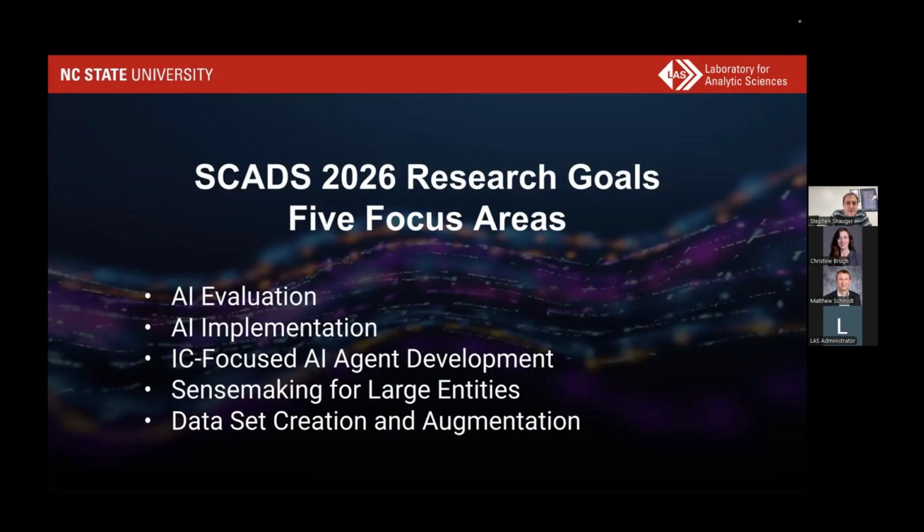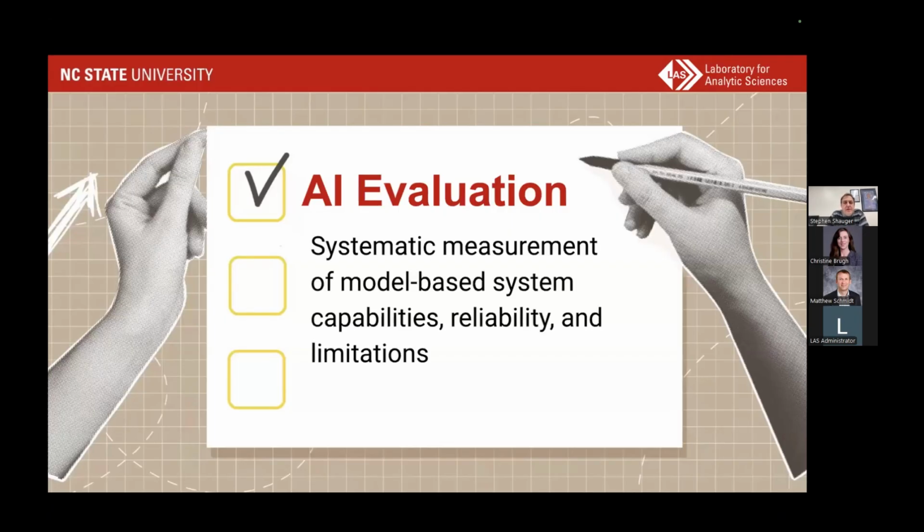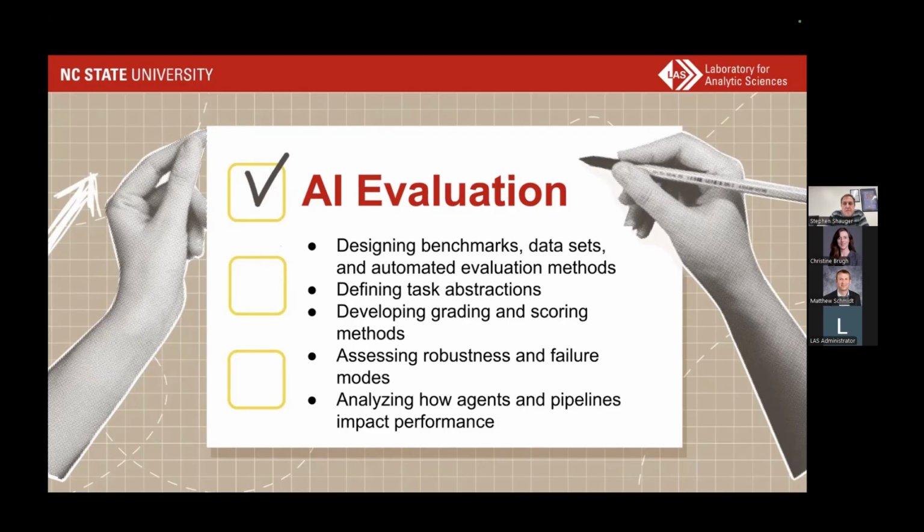Hopefully they sound interesting to you. The first one is AI evaluation, as I mentioned. This is the systematic measurement of AI models. This can encompass a lot of different types of projects, so I'll put a few on the board. This could be designing benchmarks for AI models or test sets: how is this AI model doing against this particular set of problems? Sometimes that might mean abstracting a task that we have in another arena in the intelligence community for something that we want to do at SCADS.